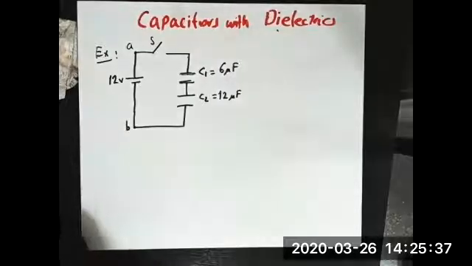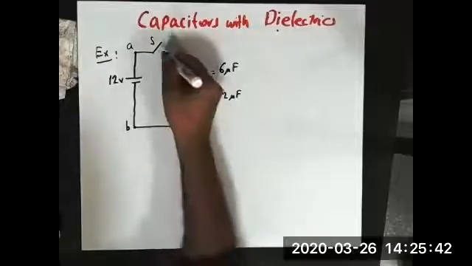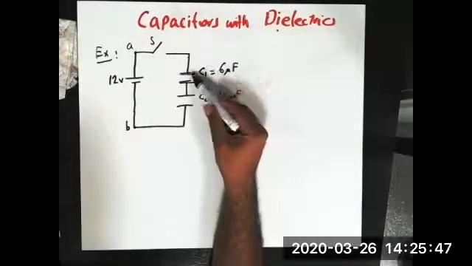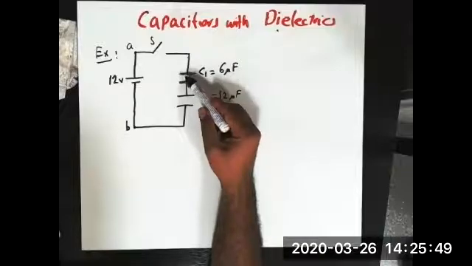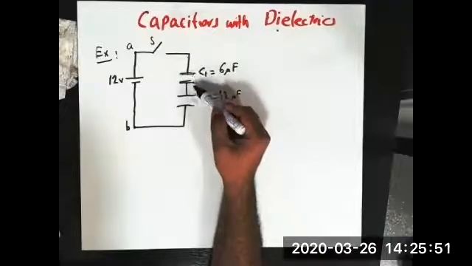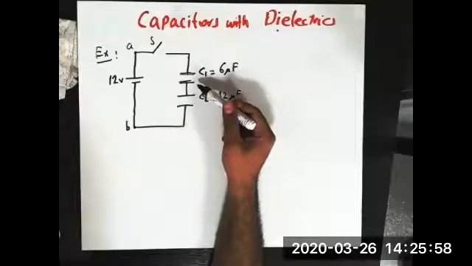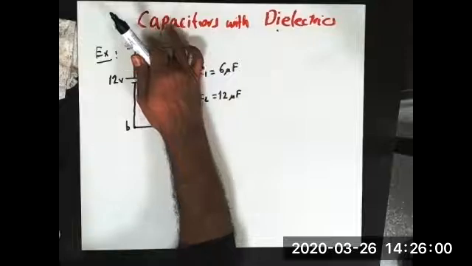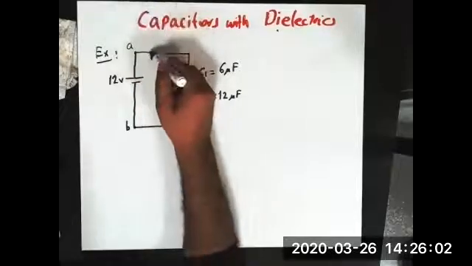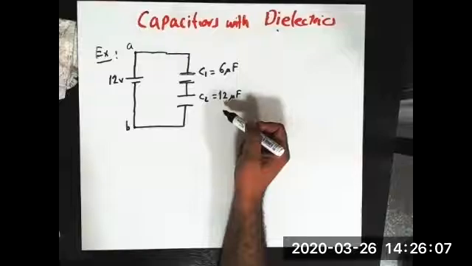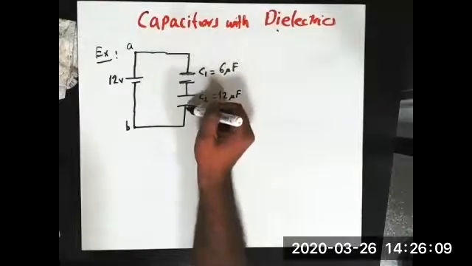So the question is, when the switch is open, both capacitors are empty. They are just neutral. They don't have any charge on the plates. And next, when you close the switch, what happens to the capacitors?